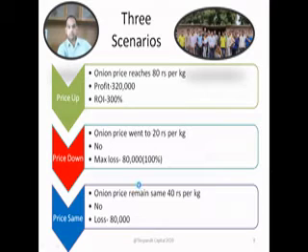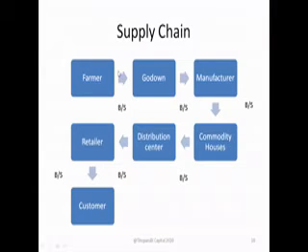The supply chain is huge. When a physical good is moving, it's a huge supply chain. It goes from farmer to godown to manufacturer to commodity houses to distribution centers, retailers, and then customers. So it's a big supply chain, right? Now you see how many buy and sell sides there are.